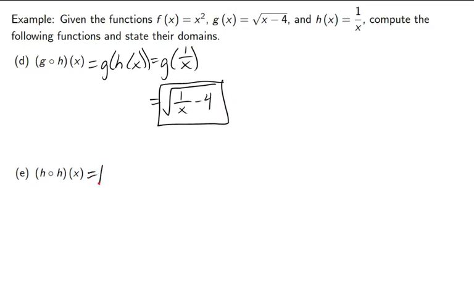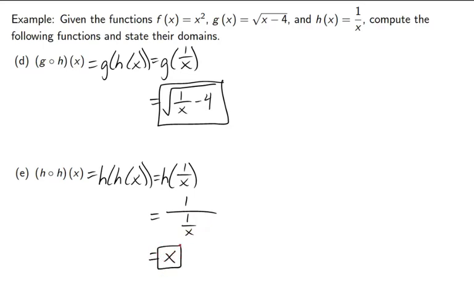And then finally, h of h of x. H of x is 1 over x. So here, wherever I see an x, I will replace it with 1 over x. I get 1 over 1 over x. Funny looking, but that actually simplifies to just x. And in this one, the domain is easy enough that I can just say it's x cannot be 0 because that was part of the inside function, but otherwise it does work.